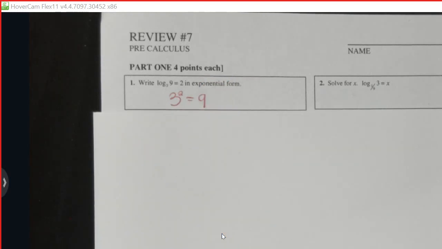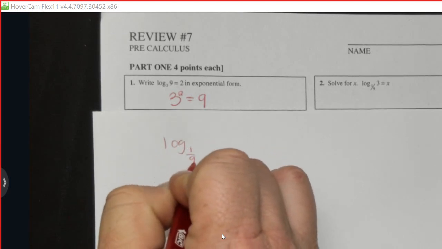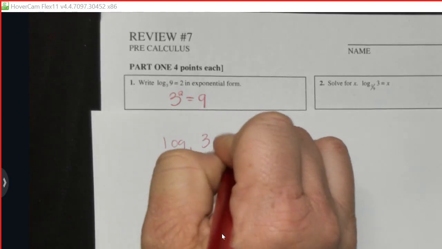This is all you need to do. It's either going to be right or wrong. Let's look at number 2. This time we want to solve. So I'm going to write it down here. I have log of 1 over 9, 3 equals x.